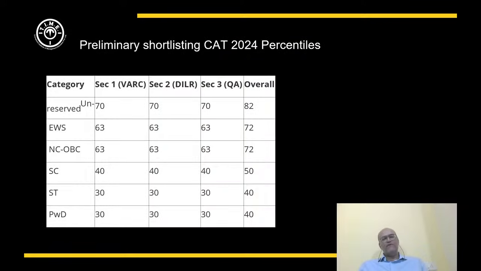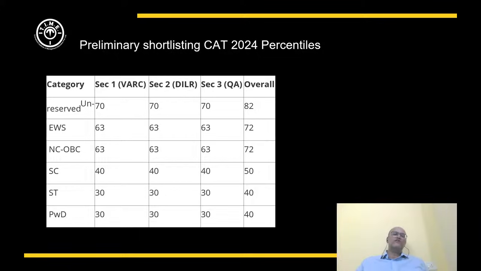IIM Visakhapatnam starts with generating a preliminary shortlist, and that list is generated on the basis of CAT performance. Aman, I have seen your question. I will answer your question after 5 minutes or so. I'm going to take up your questions.